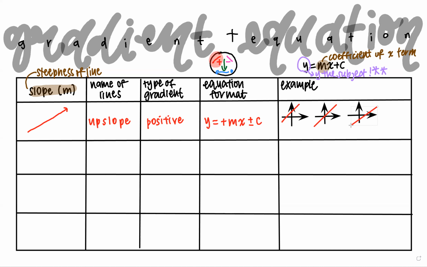And what is the equation format? Guys, look here. Can you see it's positive m? Right now I put plus or minus c, meaning the c can be positive or negative. But who is the main star? Who is the main focus? m. m must be positive.